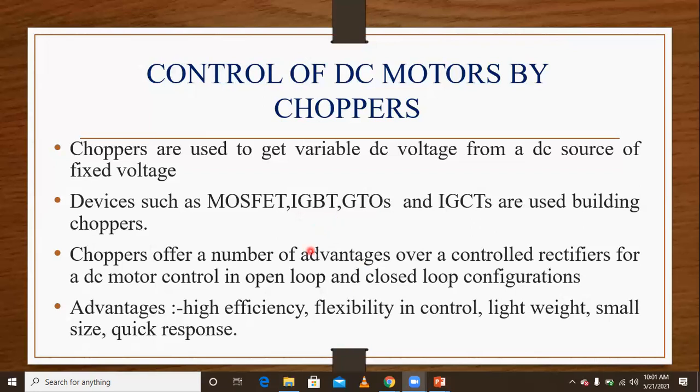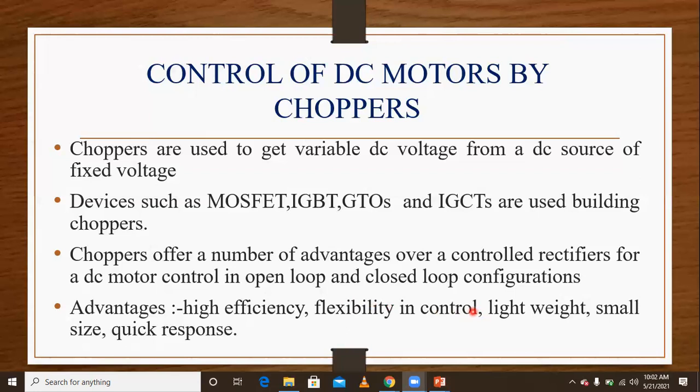So this is some introduction about choppers and some advantages of using choppers in the speed control of DC motors: high efficiency, flexible control, light weight, small size, quick response, and regeneration down to very low speed. These are the different advantages of chopper control.